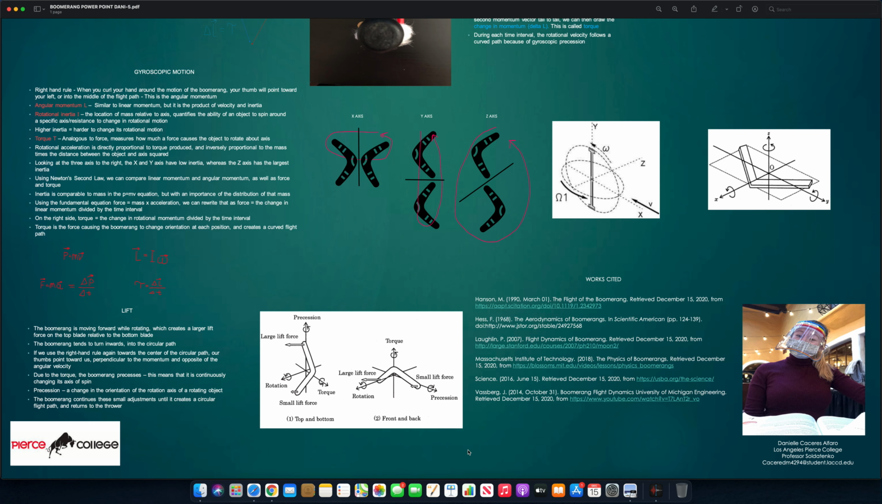As it's spinning in the air, the boomerang tends to turn inwards, and that creates that circular path. And then again, using the right hand rule, it goes towards the center of the path. Our thumbs point toward us, and that's perpendicular to the momentum and opposite of the angular velocity. Due to that torque, the boomerang precesses, which means that it continuously changes its axis of spin. Precession is a change in orientation of the rotation axis of a rotating object. So the boomerang continues these really small adjustments at every single point until it creates that circular flight path and then returns to the thrower.